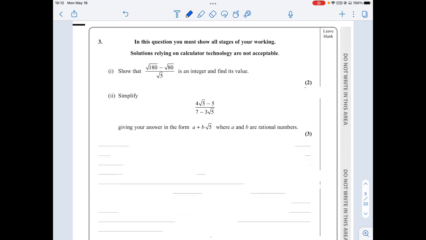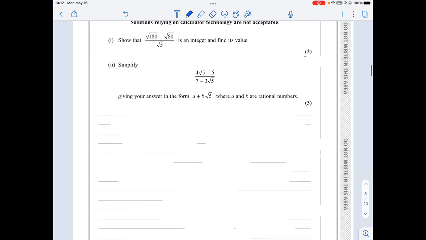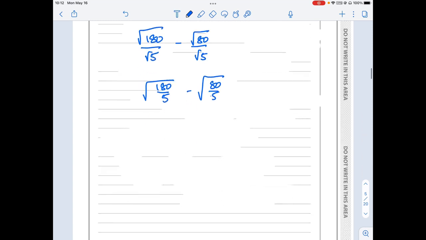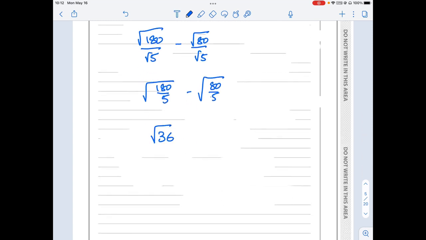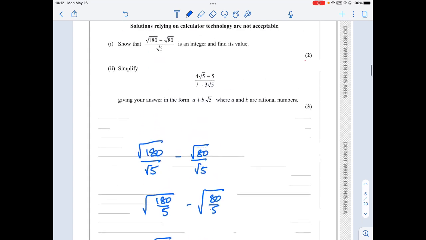Question number 3. Show that square root 180 minus square root 80, upon 5, is an integer, and find its value. So square root 180 minus square root 80, divided by 5. So square root 180 divided by square root of 5 minus square root 80 divided by square root of 5. So it can be square root of 180 upon 5 minus square root of 80 upon 5. Square root of 180 upon 5 is nothing but square root 36, minus square root 16, which is 6 minus 4, which is going to be 2.